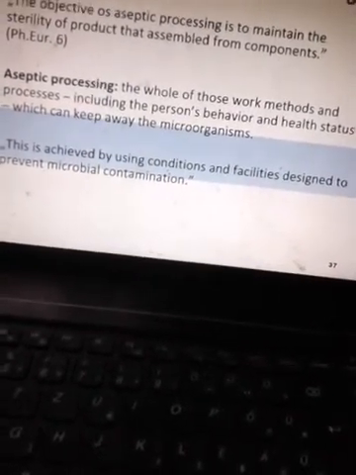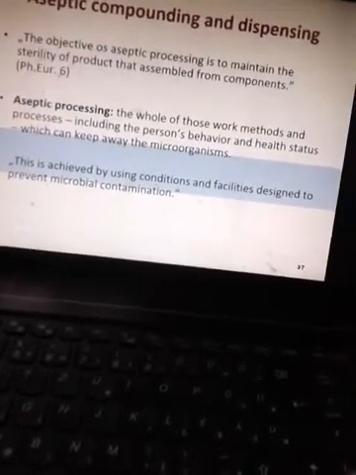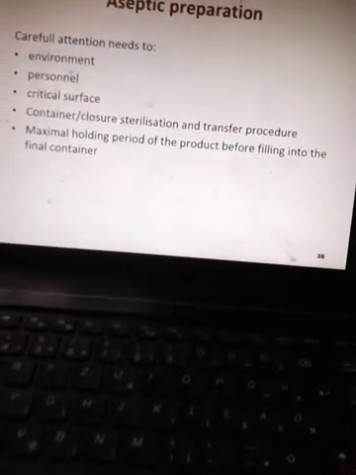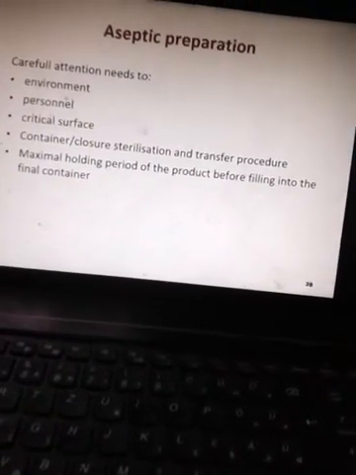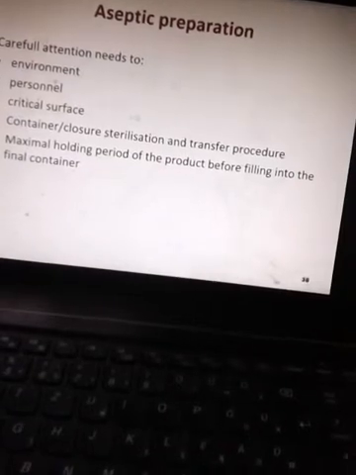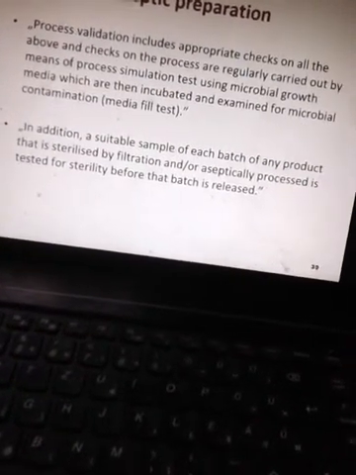This is achieved by using conditions and facilities designed to prevent microbial contamination. با تسهیلات و شرایطی که در نظر گرفته میشه شرایط aseptic compounding داشته باشه. Aseptic preparation, careful attention needs to be paid to environment, personal criteria, surface, container, closure, sterilization, and maximal holding period of the product before filling into the final container.